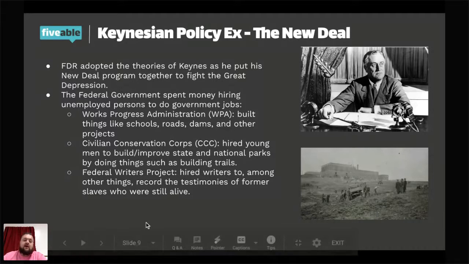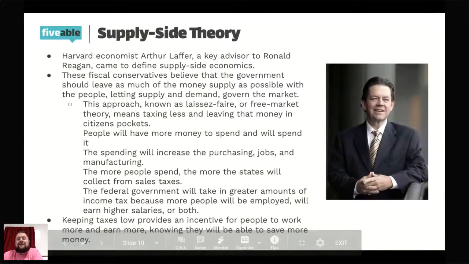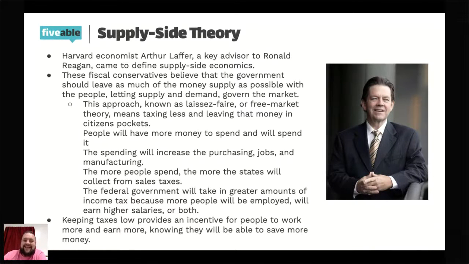Okay, so let's talk about supply side theory. So this is the theory that's most often adopted by conservatives. So supply side theory is a theory that came about by Harvard economist Arthur Laffer, who was really a key advisor to Ronald Reagan during the 1980s, okay? And he's really the one who came to define supply-side economics. He is still alive today. In fact, President Trump awarded him the Presidential Medal of Freedom sometime in the last 3 years.